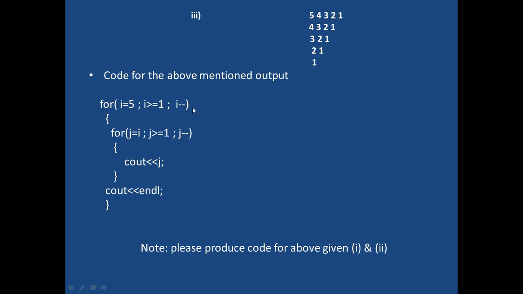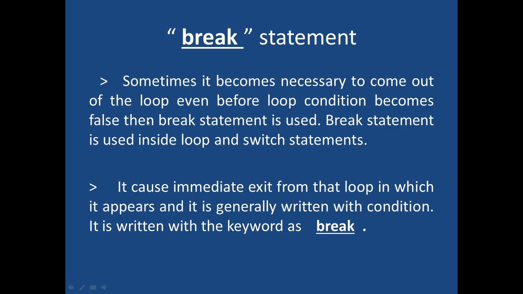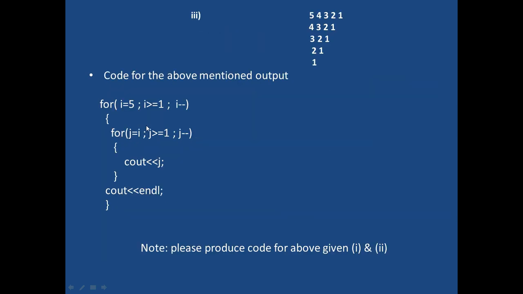Similarly, the value of I becomes 2, the condition is again true, and control enters into the body of the loop. This time j starts from 2 up to 1, and 2 and 1 is displayed. Then the value of I becomes 1, and for 1 the condition is true. This time the inner loop will start from 1 and go up to 1.